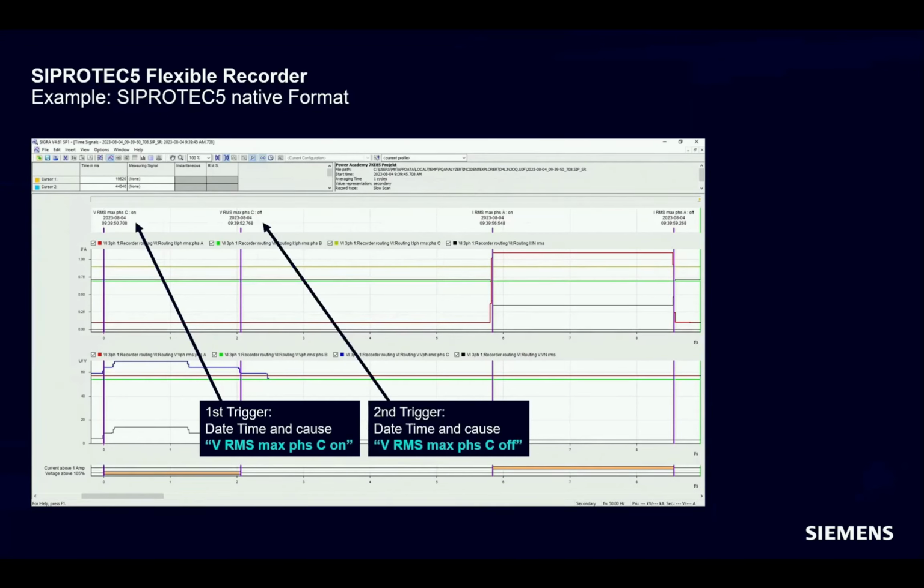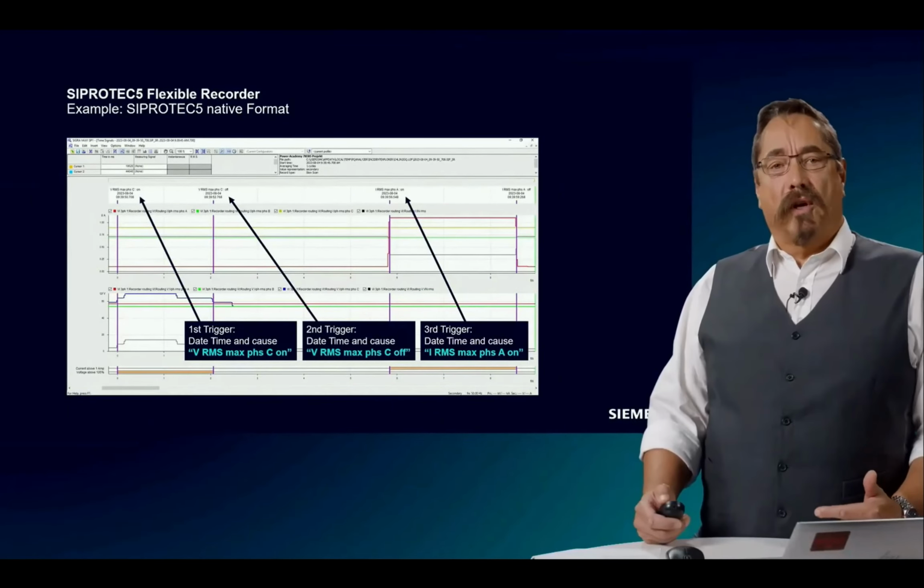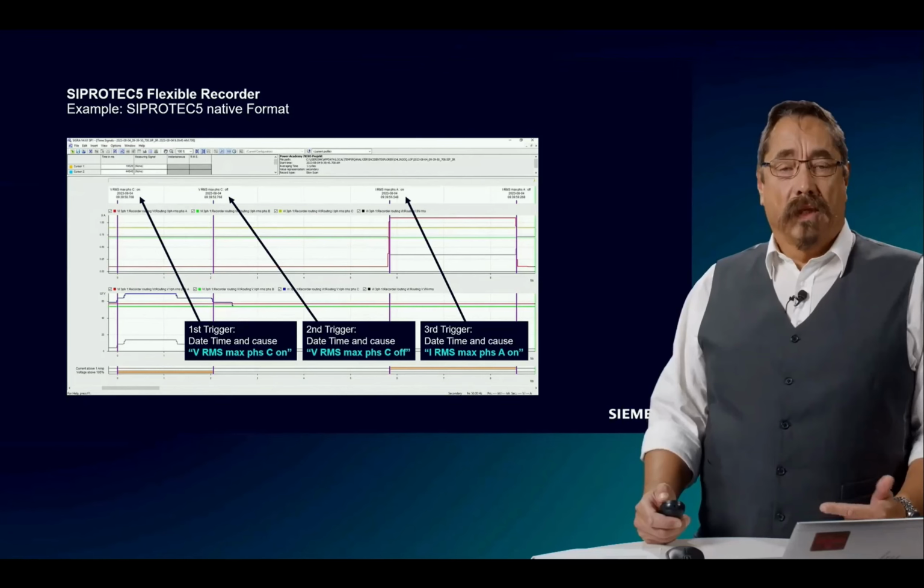The next trigger line informs us that the first trigger criterion is finished, visualized with off. And during the actual running recording, one more trigger criterion becomes active. In that case, the current of phase A has increased above the maximum current limit. All right, that's so far the differences between COMTRADE and SIPROTEC 5 native format.